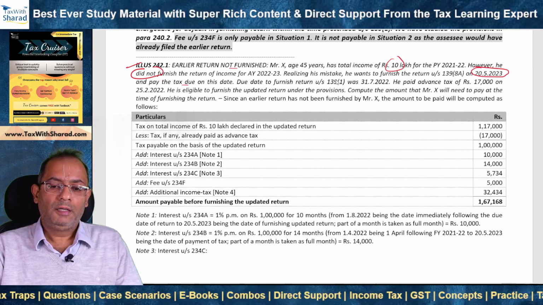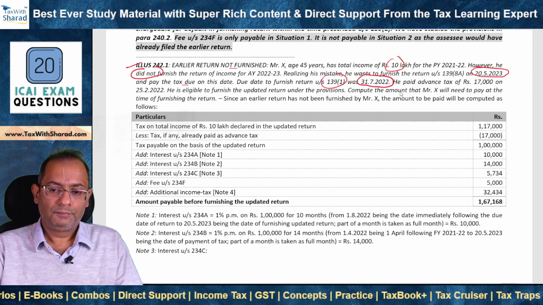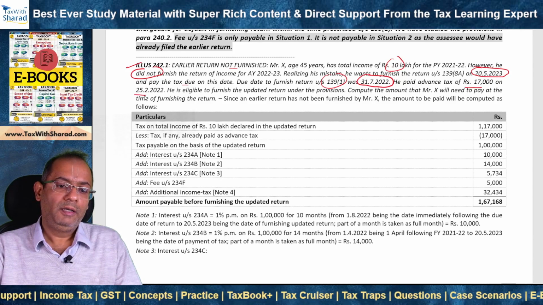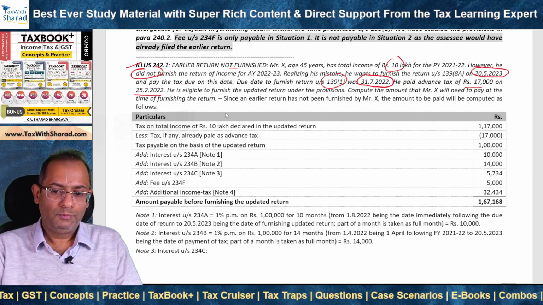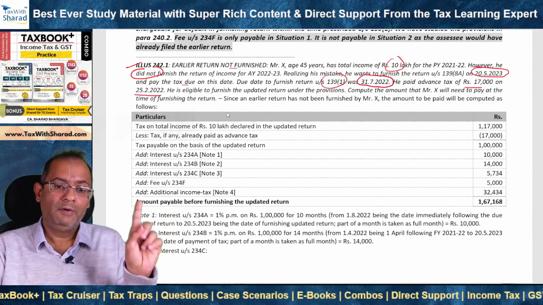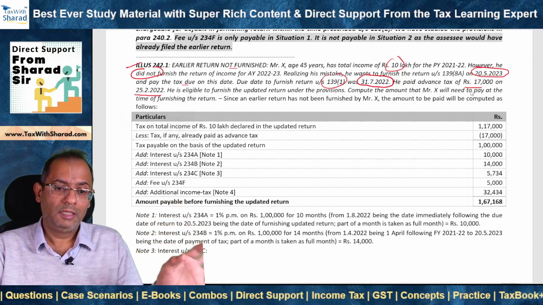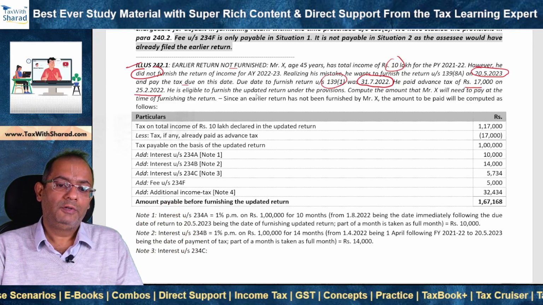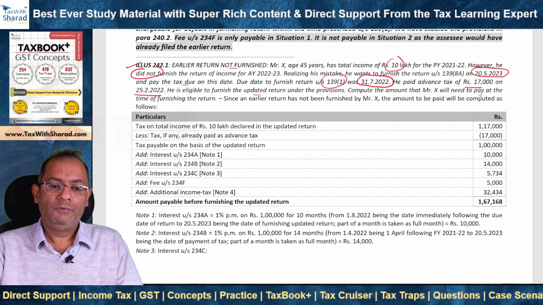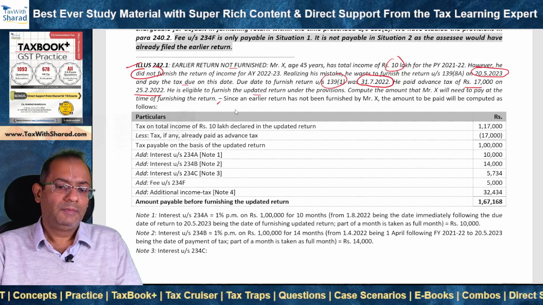Due date to furnish return under section 139(1) was 31st of July 2022. He paid advance tax of rupees 17,000 on 25th of February 2022. Right? So during the relevant financial year 21-22, he paid advance tax, but only on one day, 25th of February, to the extent of rupees 17,000. He is eligible to furnish the updated return under the provisions. Compute the amount that Mr. X will need to pay at the time of furnishing the return. So this is the case in hand.